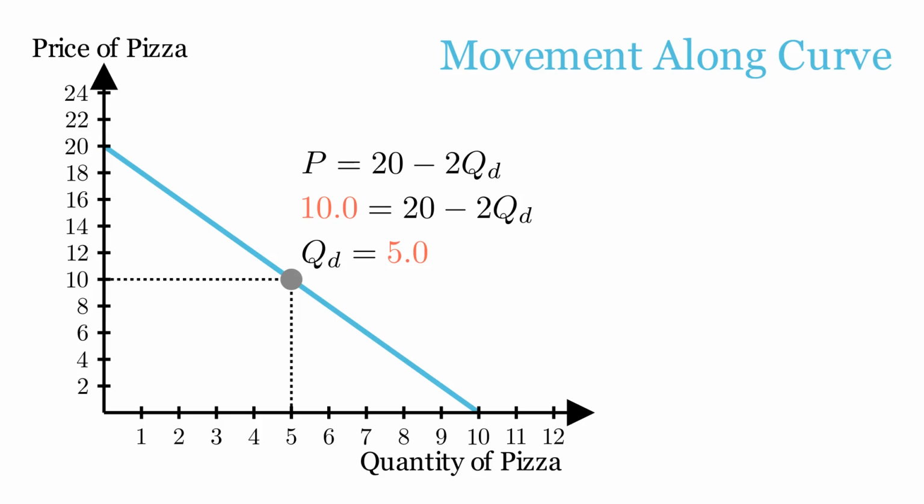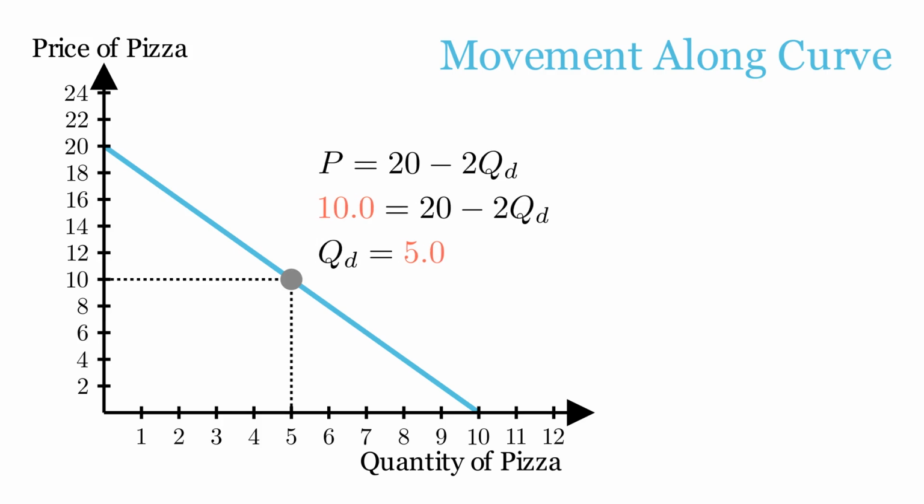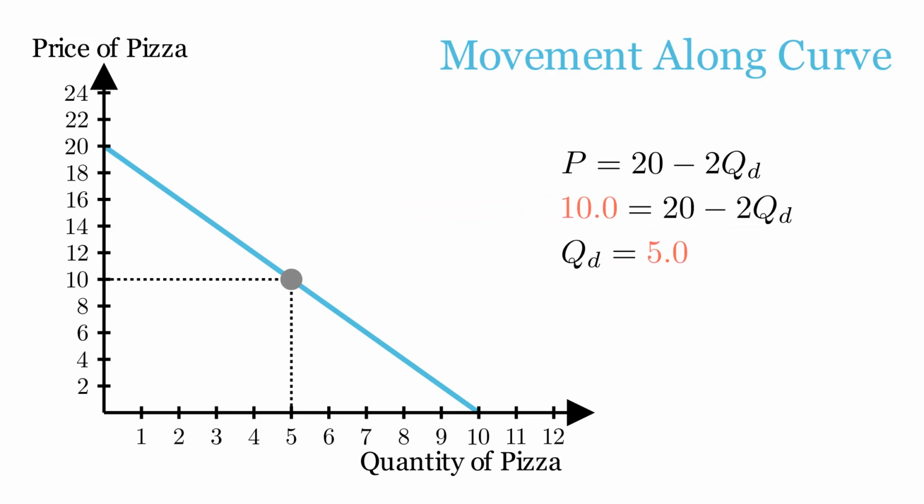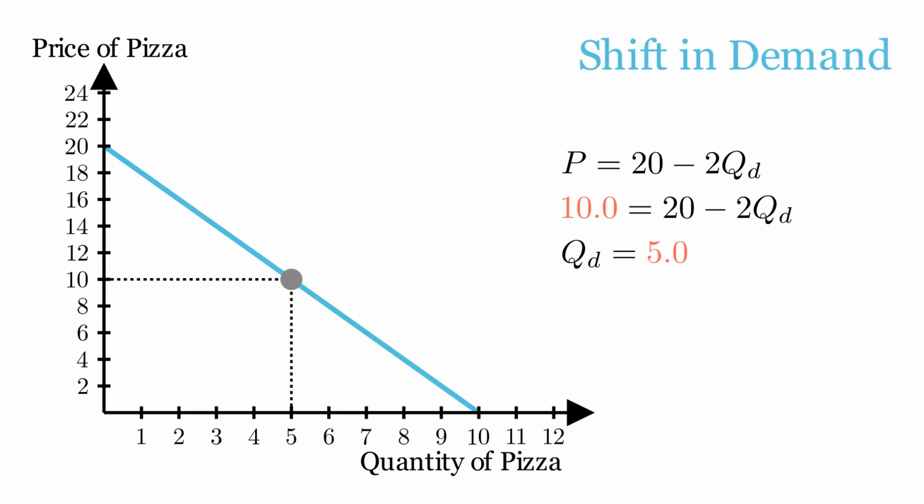So far we have studied what happens when the price of a good changes. Now we will study what happens when factors other than price change. This is known as a shift in demand. Factors other than price include consumer tastes, income, and weather conditions. When these factors change, demand may either increase or decrease.